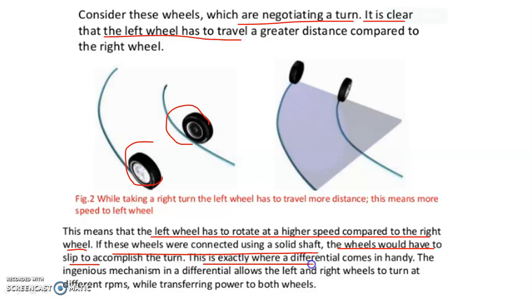This is exactly where the differential comes into play. The ingenious mechanism in a differential allows the left and right wheels to turn at different RPM. So the left and right wheels will turn at different RPM while transferring the power to both wheels.